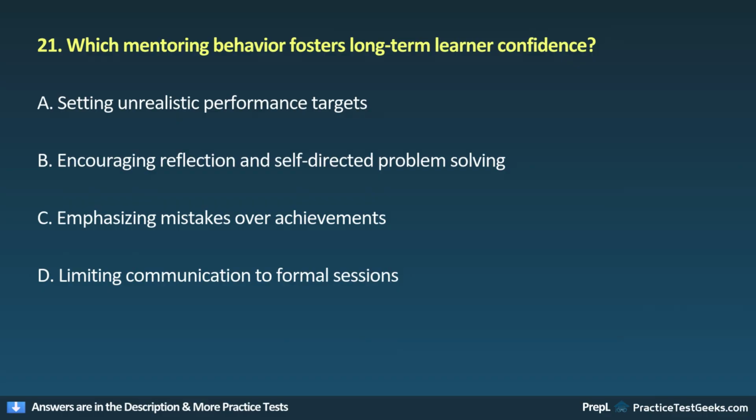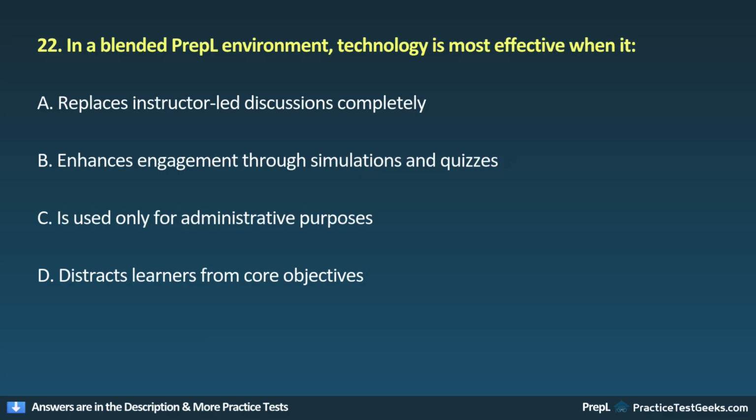21. Which mentoring behavior fosters long-term learner confidence? A. Setting unrealistic performance targets. B. Encouraging reflection and self-directed problem solving. C. Emphasizing mistakes over achievements. D. Limiting communication to formal sessions. 22. In a blended PrepL environment, technology is most effective when it A. Replaces instructor-led discussions completely. B. Enhances engagement through simulations and quizzes. C. Is used only for administrative purposes. D. Distracts learners from core objectives.